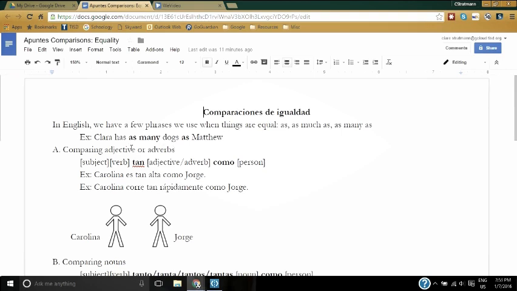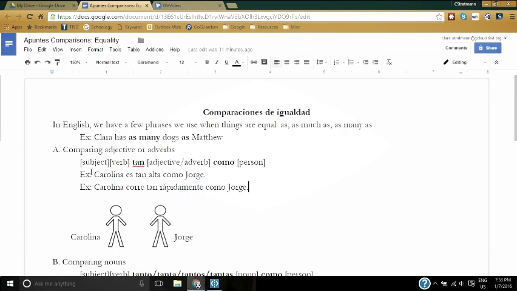When you're comparing an adjective or an adverb, we're going to use this formula. Remember, an adjective is a word that modifies a noun. So, happy, sad, those are some adjectives. Adverbs are words that modify actions. In English, they usually end in -ly, so quickly, slowly. In Spanish, you can recognize adverbs because they usually end in -mente.